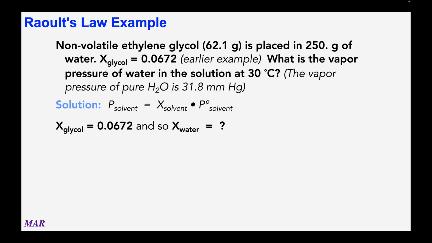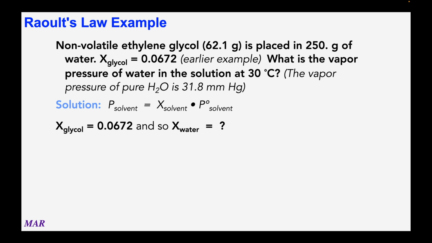So here's an example using Raoult's law. Let's use the same material from before. We had ethylene glycol, 62.1 grams. We placed it in 250 grams of water. We calculated that the mole fraction of the ethylene glycol was 0.0672. Anyway, let's figure out what the vapor pressure of water will be in the ethylene glycol solution at 30 degrees Celsius. All right. Now, why the 30 degrees Celsius value is important is you can look up the vapor pressure of water at almost any temperature. And at 30 degrees Celsius, if you look it up, the vapor pressure of pure water, 31.8 millimeters of mercury.